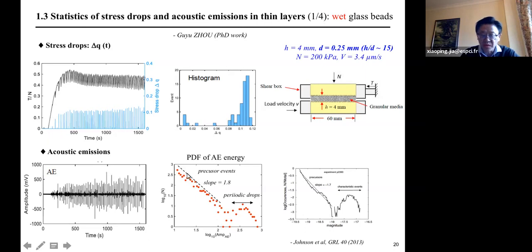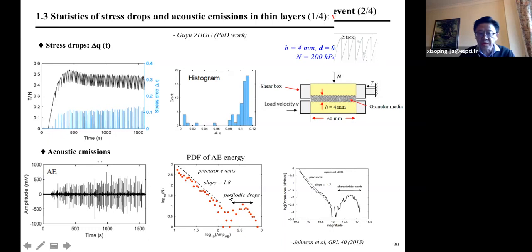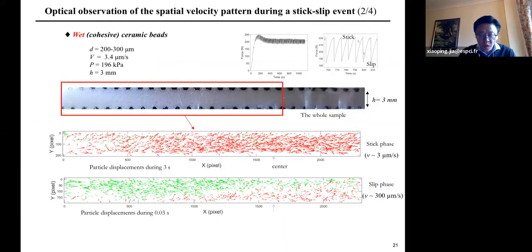This kind of PDF, this kind of histogram of acoustic emission is very similar to the observation by Paul and Chris in the similar sheared granular layers. Well, now I will try to show you something else.